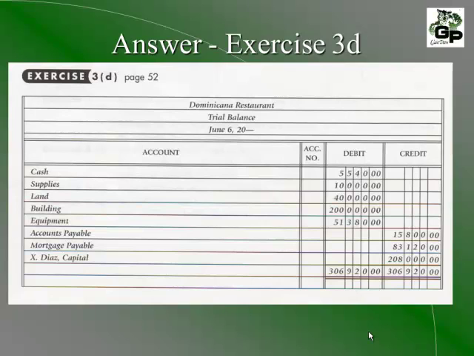When we total all the debits, we get an answer of $306,920. Similarly, we get the same answer underneath the credits. If your trial balance has this answer in both the debit and the credit column, you did this 3D perfectly.